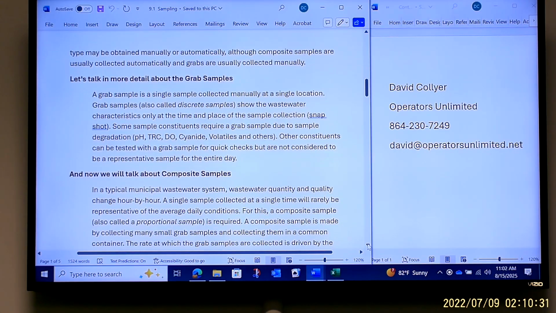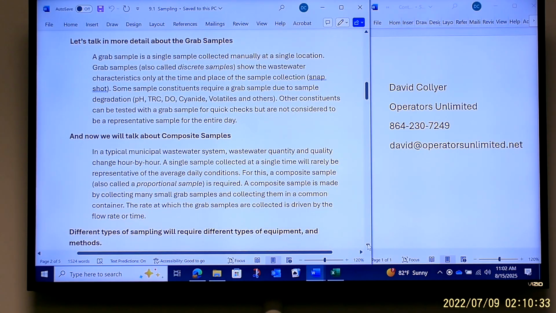Let's talk in more detail about the grab sample. A grab sample is a single sample collected manually at a single location. The grab sample is called a discrete sample. It shows the wastewater characteristics only at the time and place of the sample collection, a snapshot.